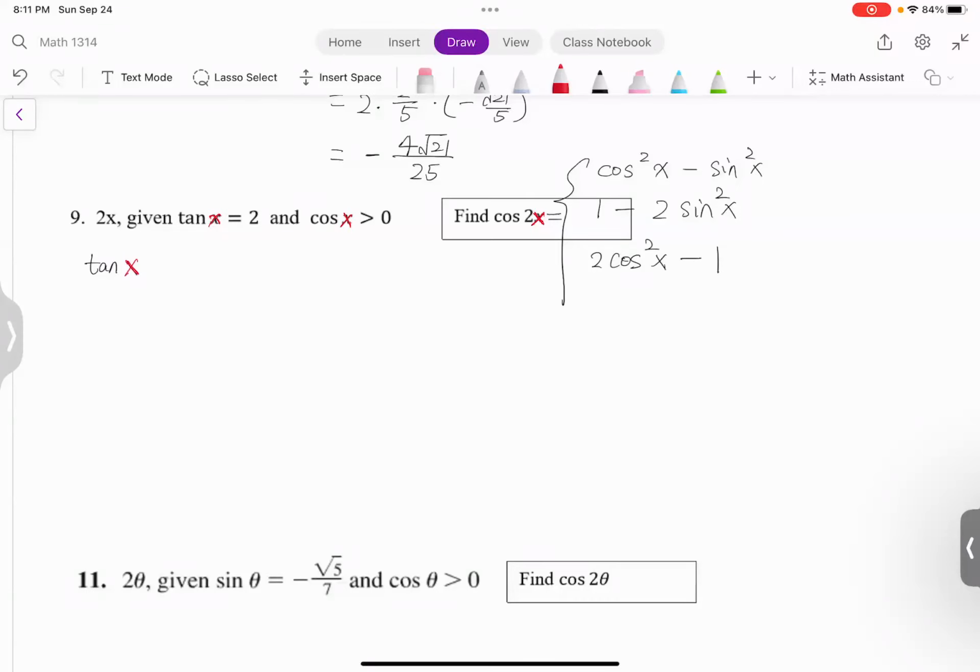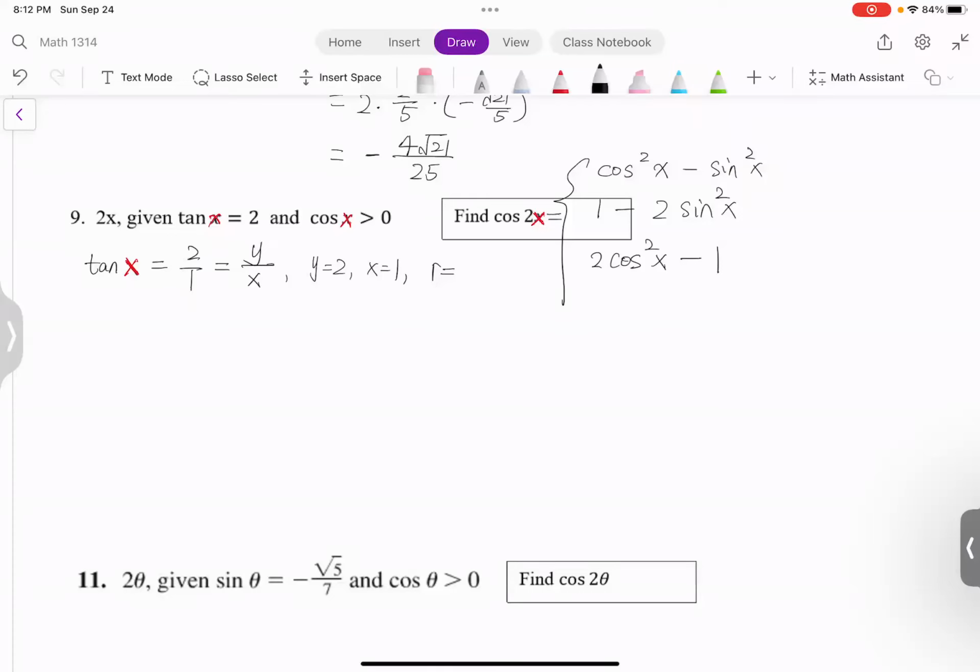Okay, so let's see. Tangent x equals 2. Can you convert the 2 to be a fraction? 2 over 1. And for the tangent equals y over x, this x and the red x are different. I can assume that y equals 2, x equals 1. Can you find r? Yes. And can I say both x and y are positive? It's hard to say because I don't know whether y and x are positive or not.